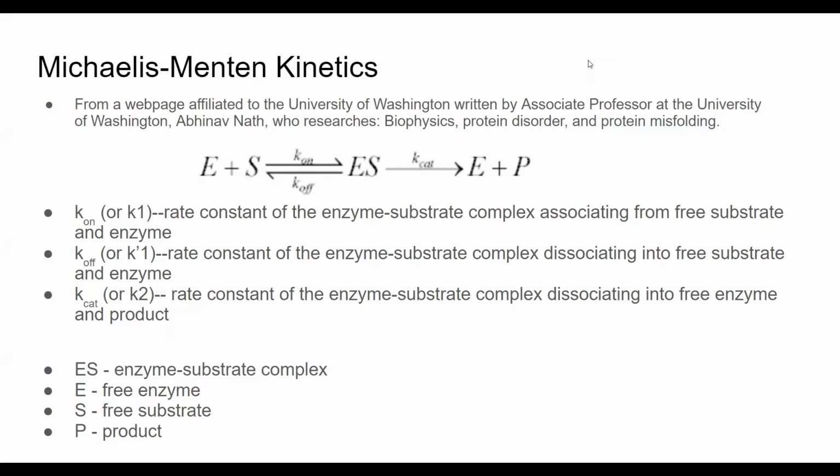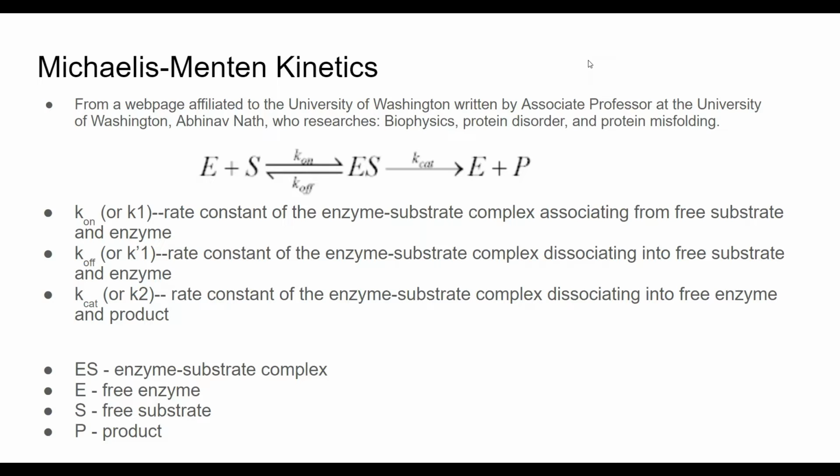K-cat is a constant when an enzyme complex dissociates to form a product P and a free enzyme once again. K-off is a constant of when an enzyme complex dissociates back into a substrate and an enzyme. This may seem odd and counterproductive, but it happens because a complex had no success in producing a product, so it releases the substrate so it can try again with a new one.